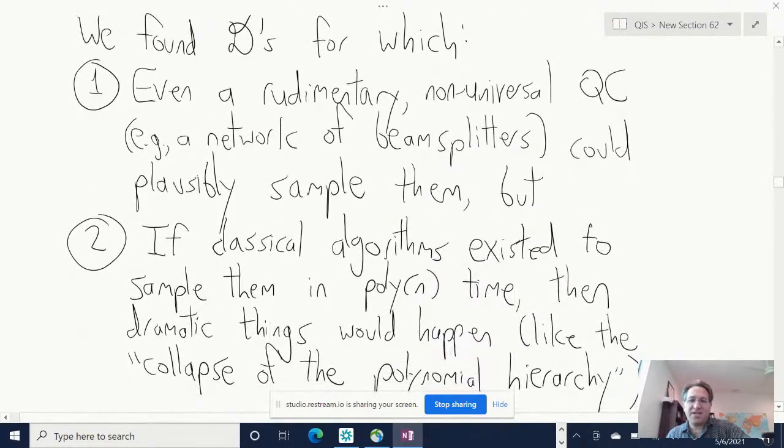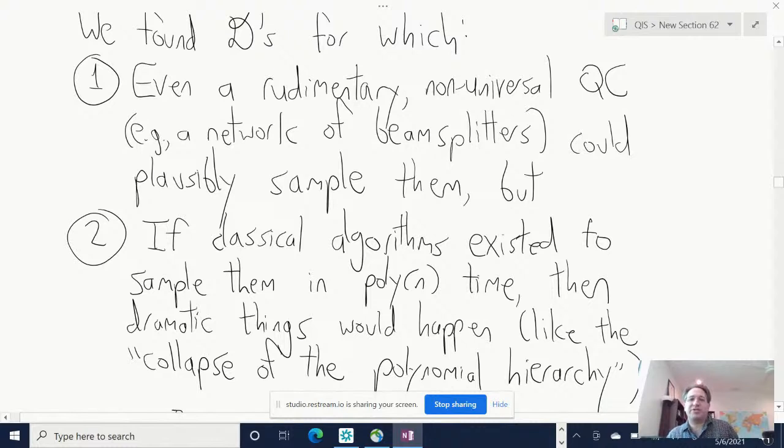Now, the second thing is that we could give extremely strong theoretical evidence that there is not going to be a fast classical algorithm to do the same thing. It's still not a proof. We just don't know how to prove these sorts of statements in theoretical computer science. But what we can show is that if there were a fast method for a classical computer to generate samples from these same distributions, then rather dramatic things would happen to the hierarchy of computational complexity theory.